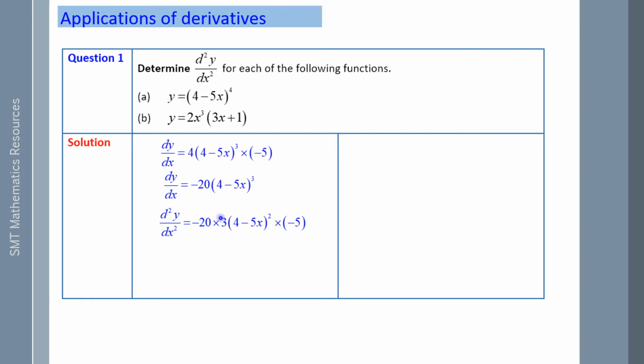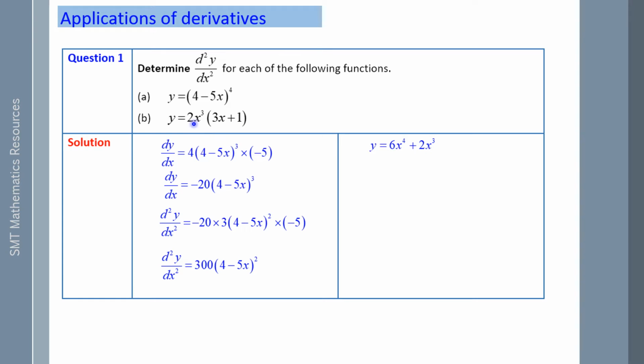The second derivative is applying the chain rule again. So negative 5 is the derivative of u. So negative 5 comes out, that's going to be multiplied there. We multiply the negative 20 by 3, subtract 1 from the power. So negative 20 multiplied by negative 5 is 100. 100 times 3 is 300. 300 lots of 4 take 5x to the power of 2.